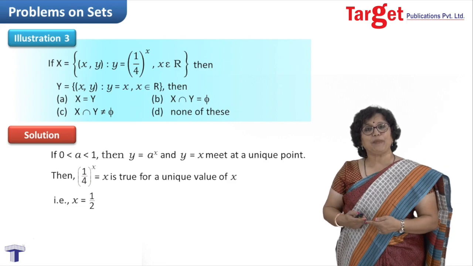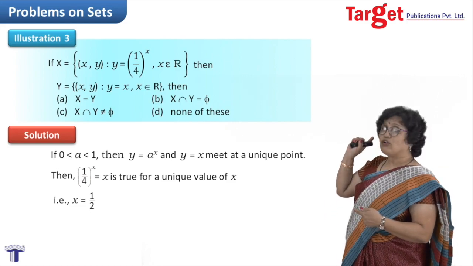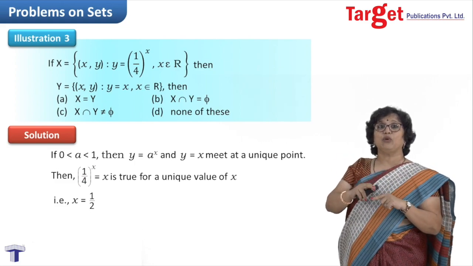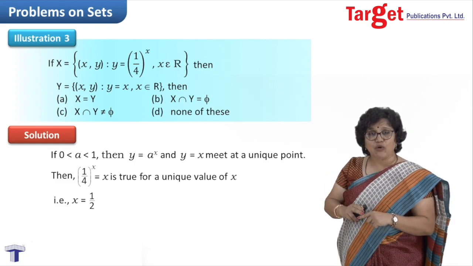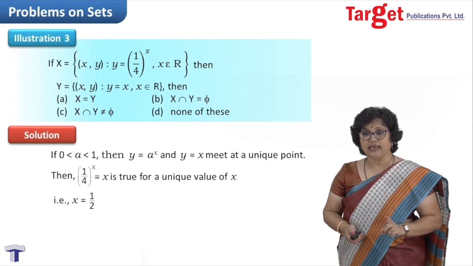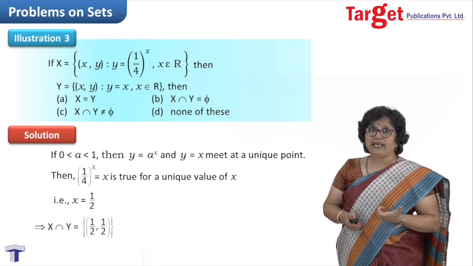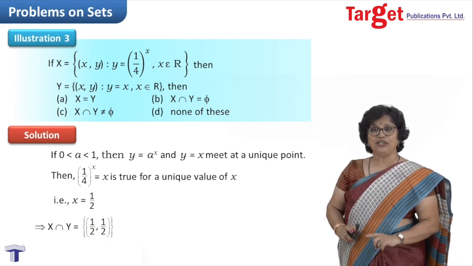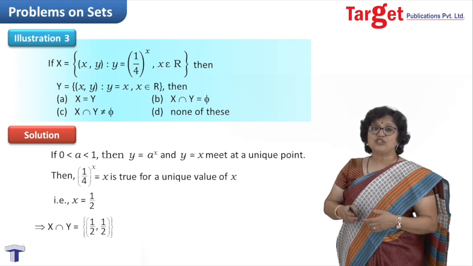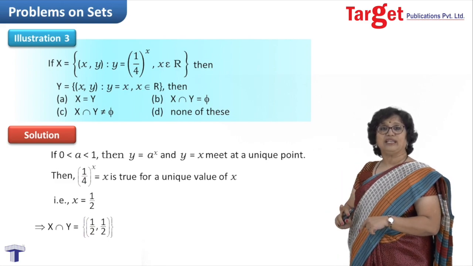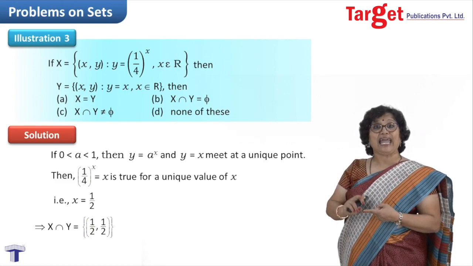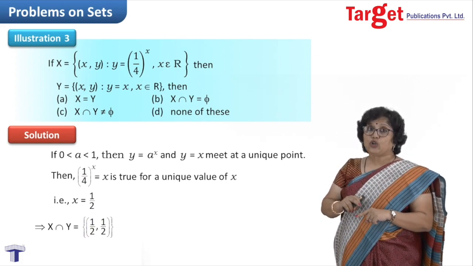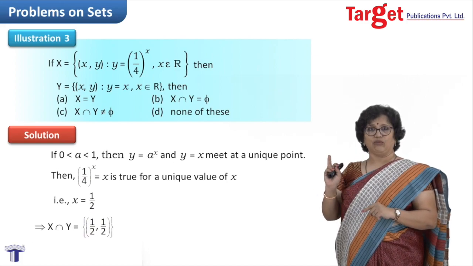So if I substitute back x equal to half in y equal to x, I will get y also as half. That means those two graphs, y equal to a raised to x and the line y equal to x, will meet at one point only. So their common point is nothing but (half, half). So they meet at only 1 point. So basically set X has all those points which lie on the graph of y equal to a raised to x, where a is 1 by 4, and capital Y is the set of all those points which lie on the line y equal to x.